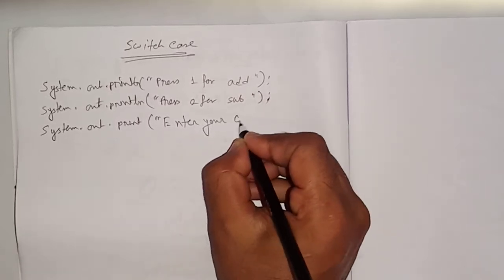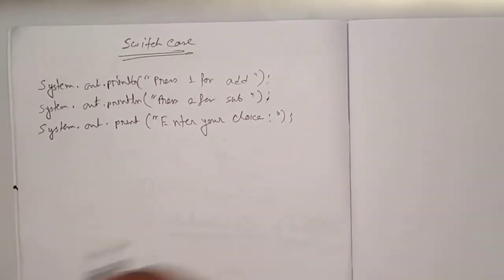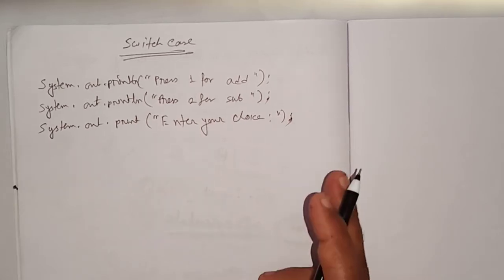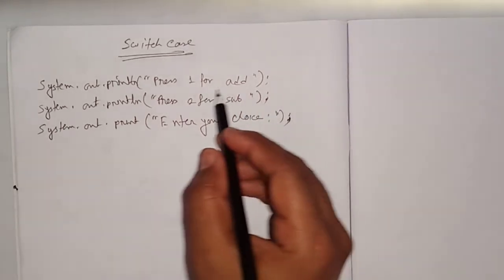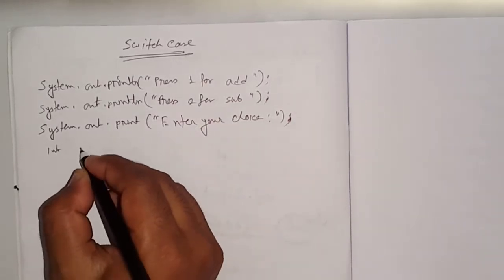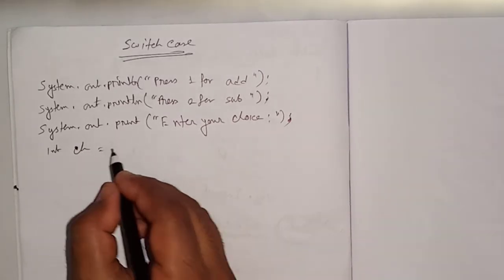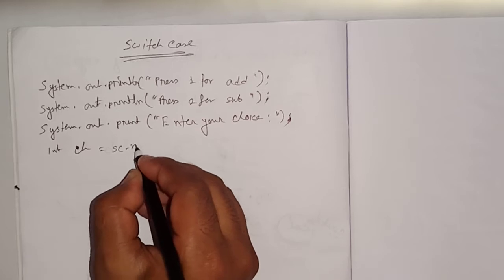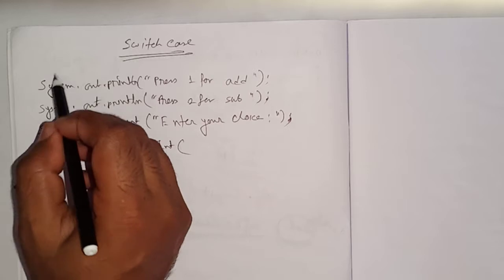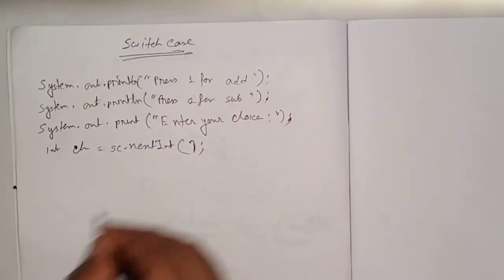Again I give a message: Enter your choice. Now the user needs to provide a choice according to this work. So here I'm taking an int. Suppose ch is a variable, equal to sc.nextInt(). Or you can write everything. Then input again into ch.